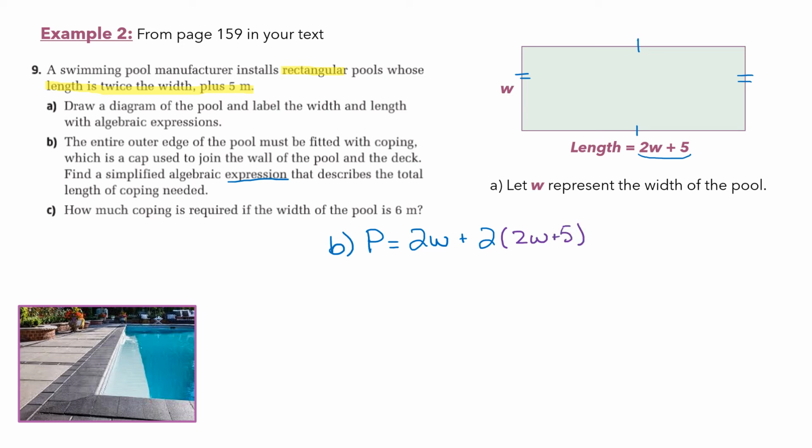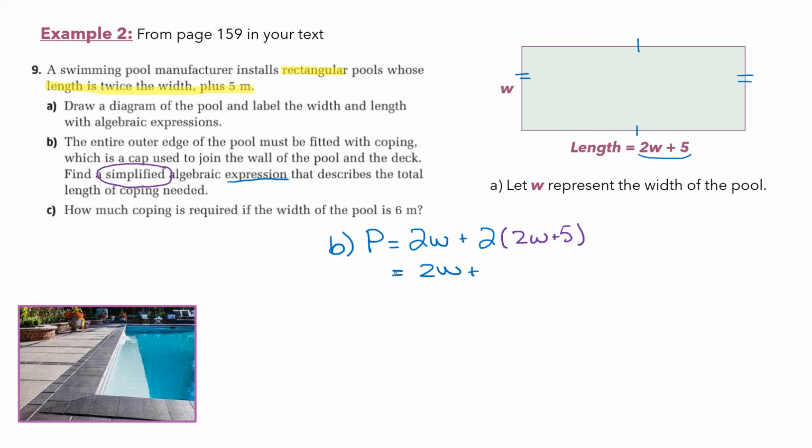So that's my 2 lengths plus 2 widths, and that's the perimeter of a rectangle, and you know that from, I don't even know what grade, 5, 6, I don't know what grade you start doing that. The question does say, look back up at question B, it says it needs to be simplified. So I'm going to have to clean this up a little bit here.